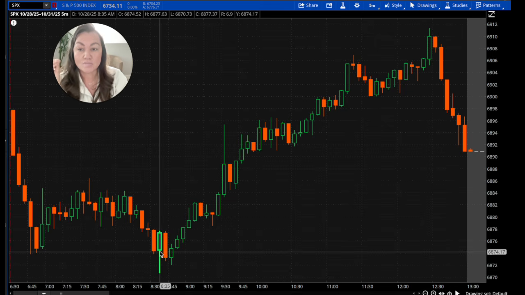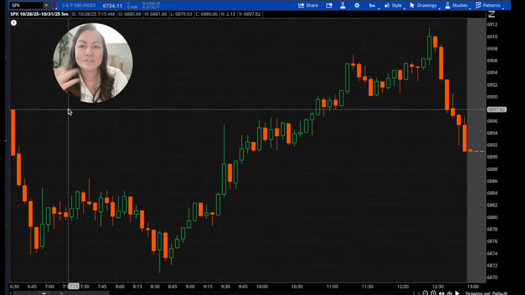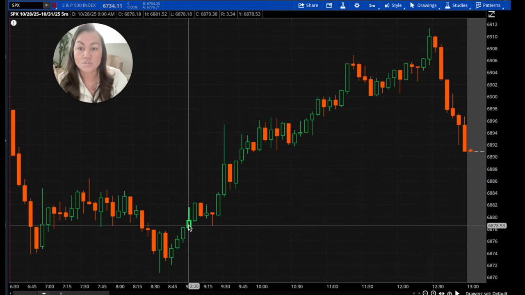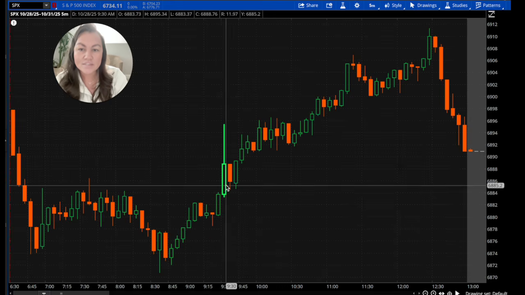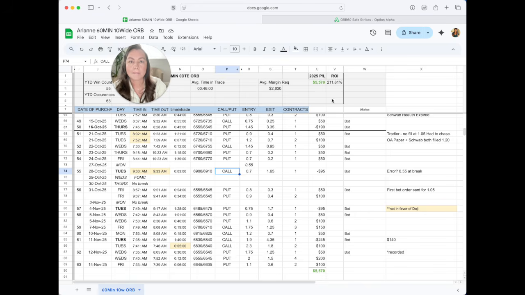My bot doesn't take a position at this time because the call credit spread only had 55 cents of credit. So no position, no position, no position, no position. By the way, it's still running and looking. And then on this candle here, which is a 12-point candle, it finds 70 cents, enters, and also simultaneously tries to stop me out.